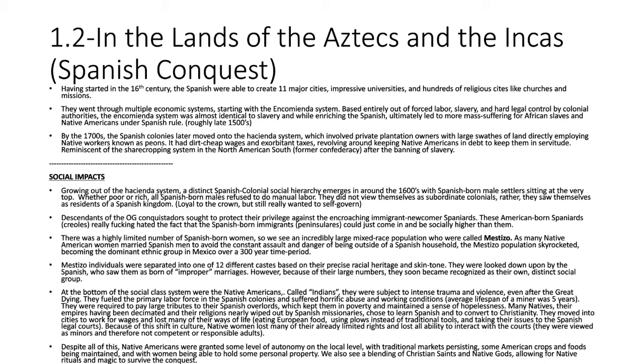Mestizo individuals are separated into one of 12 different castes based on their precise racial heritage and skin tone. Basically, the closer you were to being white or white passing, the higher up you were in the mestizo caste system. This is actually a theme that we see in South America quite often. When we touch on mulatto populations later, especially in Brazil, we see over 40 different ethnic groups arising specifically from race mixing.